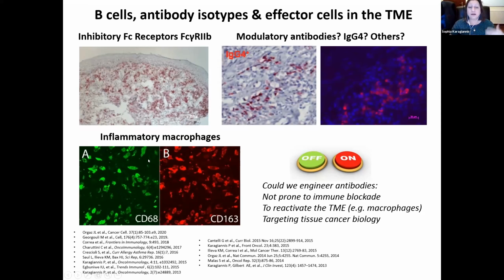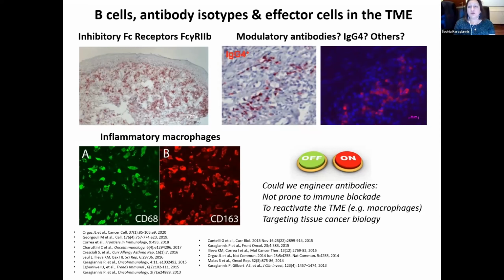And interestingly, important immune sentinels in the tumor microenvironment, such as macrophages, which sometimes comprise more than 30% of the immune infiltrate in tumors, are actually alternatively activated, expressing scavenger receptors such as CD163. But what we want to do is to engineer antibodies that are not prone to immune blockade and that can reactivate the tumor microenvironment, including cells like macrophages. So therefore we aim to target tissue cancer biology to turn the tables against cancer.